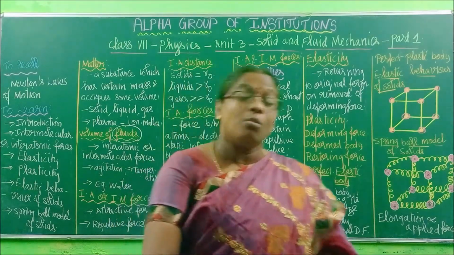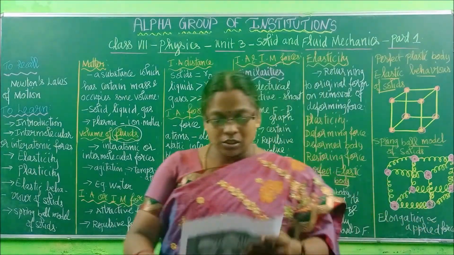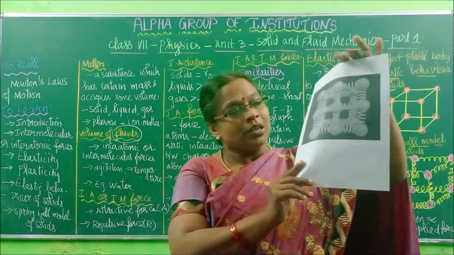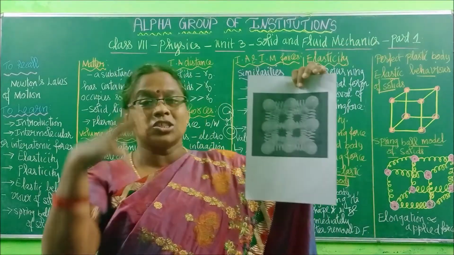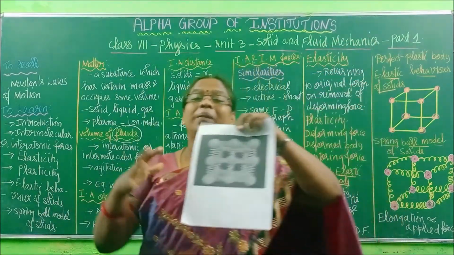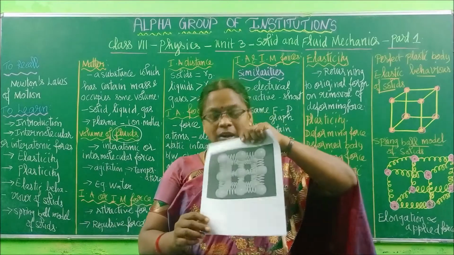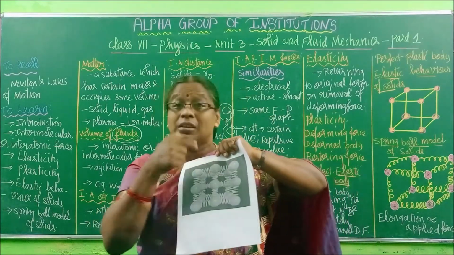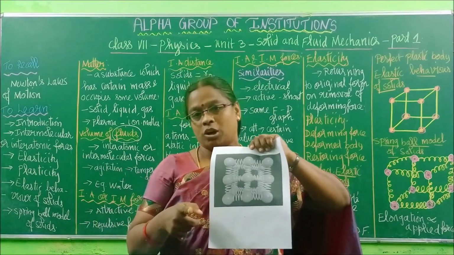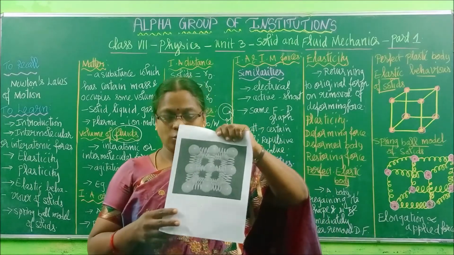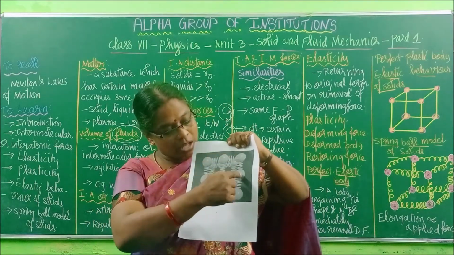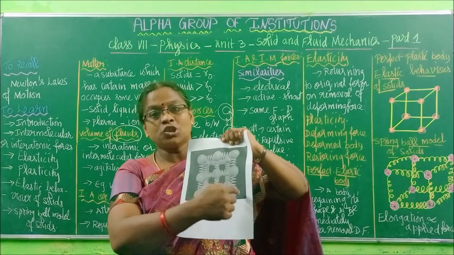Now there is one model explaining this, which I had explained here: the spring ball model. The solid is just like a spring structure. This diagram is also there in your book, you can refer to that also. The solid atoms are arranged at the ends of the springs.